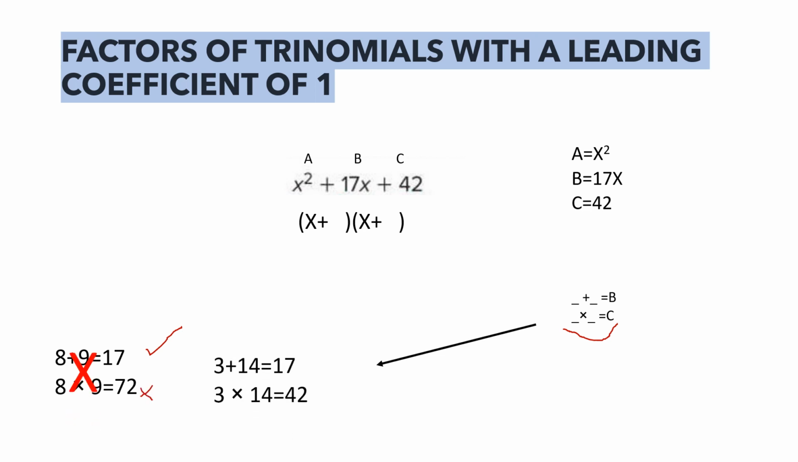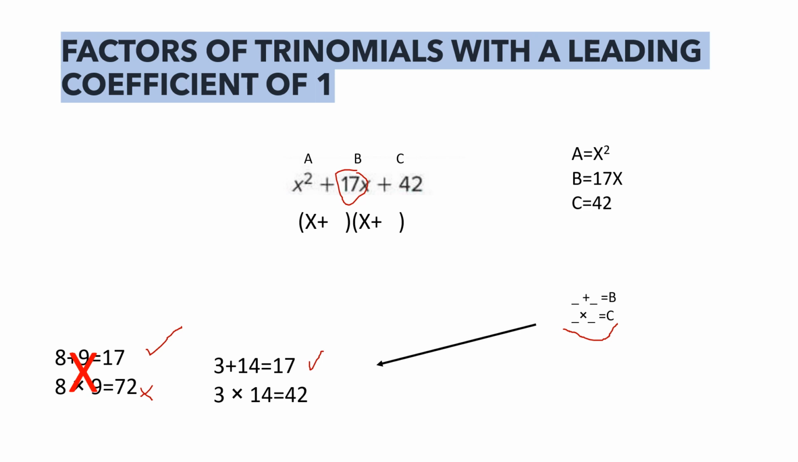Let's try another one. As we know, 3 plus 14 gives us 17, which is correct, as you can see here, because b is 17. And if we multiply them, 3 times 14 gives us 42, which is true, as c is 42.